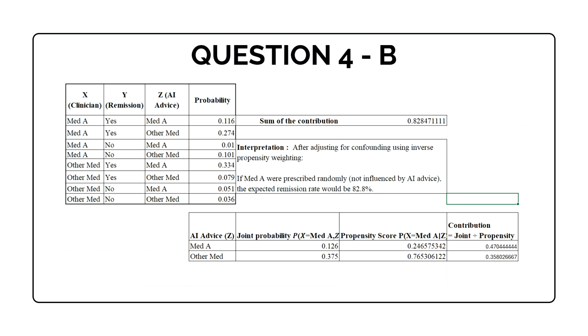Then we divide each of these joint probabilities with the corresponding propensity score. For AI advice Med A, 0.116 is divided by 0.2466, which gives us 0.4704. Similarly, when we do the same thing with the other med, the contribution of that is about 0.3580. When we add those two contributions together, it equals 82.8%. After adjusting the confounding using inverse probability weighing, if Med A were prescribed randomly without being influenced by AI's advice, this expected remission rate would be 82.8%.